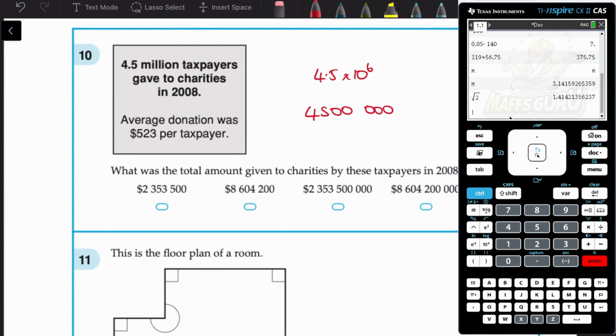4,500,000. So that, and then I'm going to multiply that by 523. Whew, that's a big number. Let's see what comes out. 4,500,000 times 523 gives me 2,353,500,000. So, sheesh, a big number, all right?